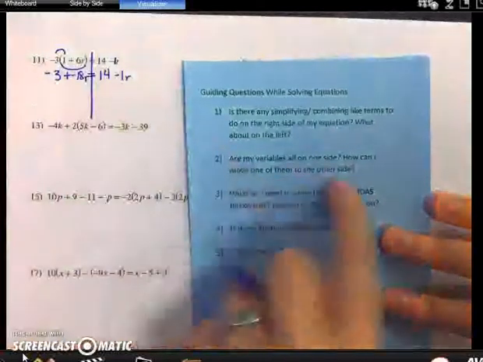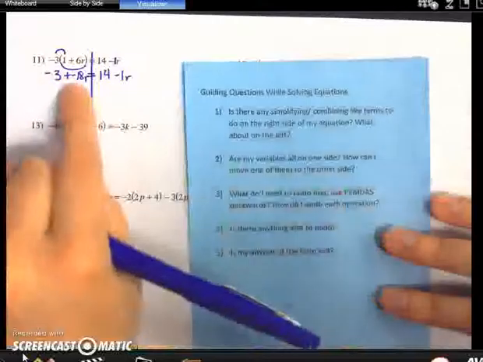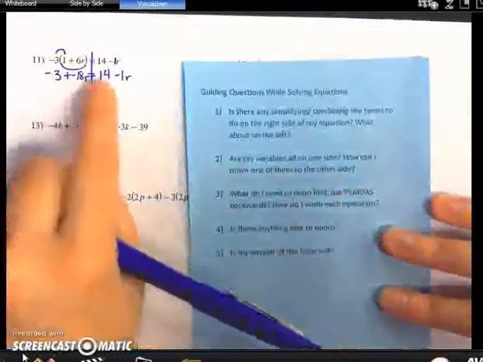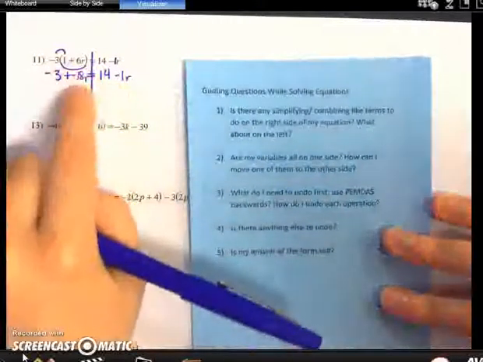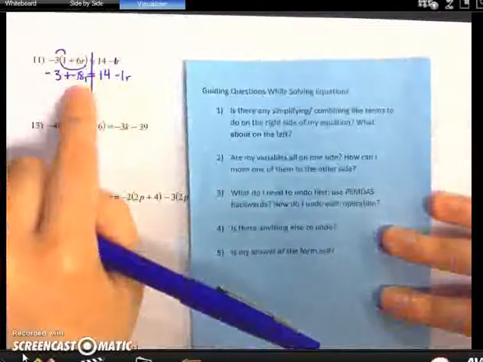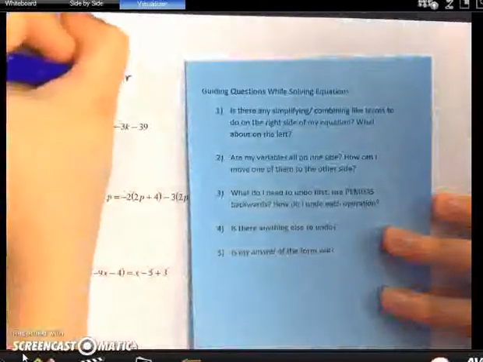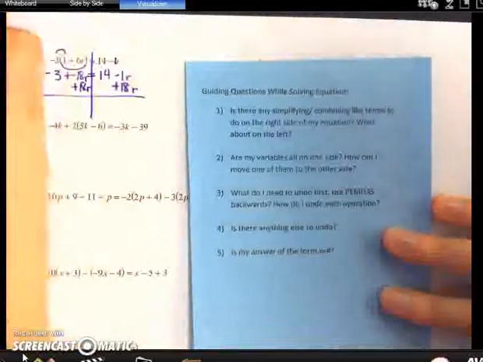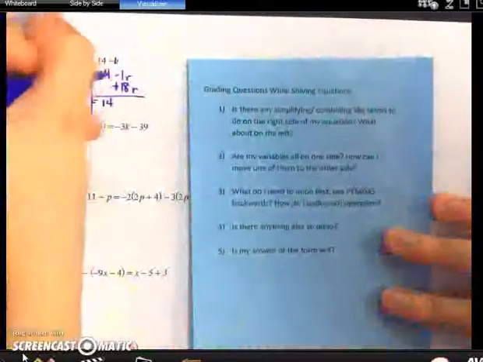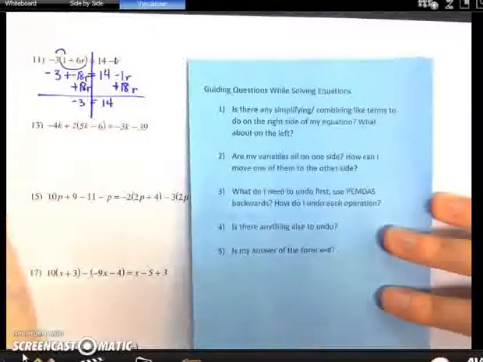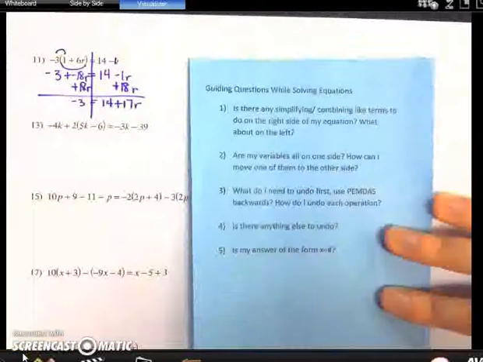And then over here, 18r and 3 are not like terms, so I can't combine anything after that. So moving on to number 2, are all my variables on one side? They're not. I have 18r over here and negative 1r over here. So I don't want this minus 18r. How do I get rid of negative 18r? I add 18r to both sides. Then I'm left with negative 3 equals 14. Negative 1 plus 18 is positive 17, so that becomes plus 17r.